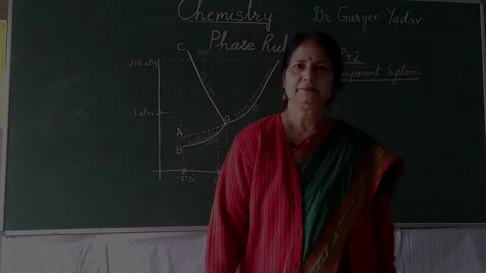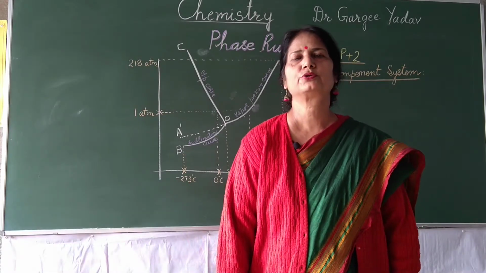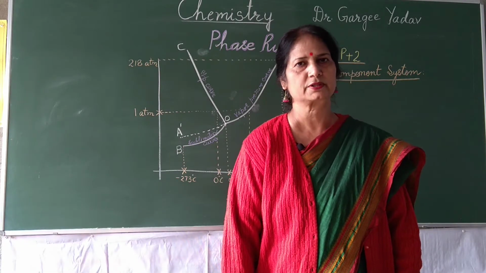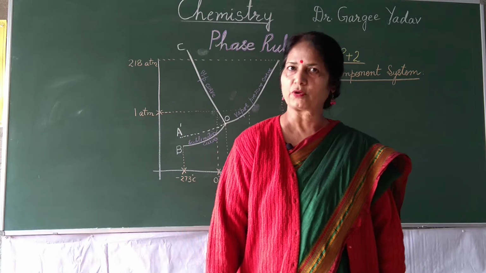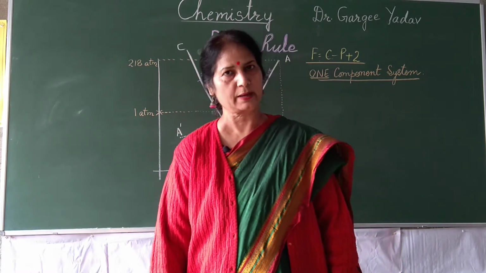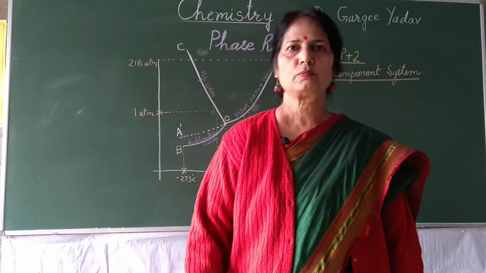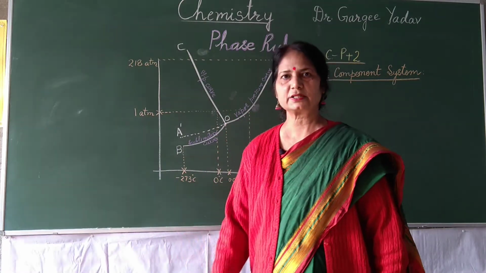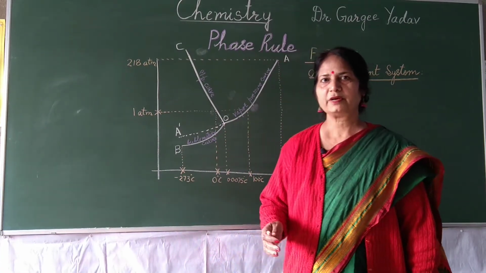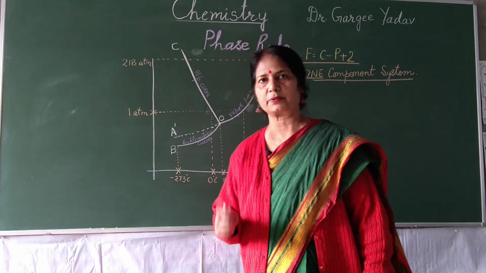Good afternoon everybody. Today I am going to tell you about the one component systems, which include the water system, sulfur system and the carbon dioxide system. But before moving to the one component system, let us see how the degree of freedom varies with the number of phases in one component system.